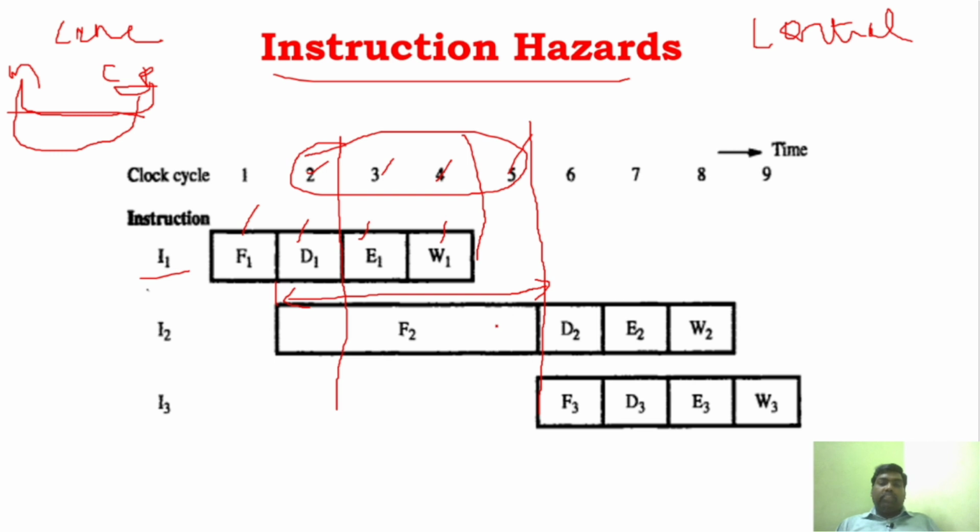Because of that, the decode phase will start only at the 6th cycle, and instruction fetch 3 will happen only at the 6th cycle.